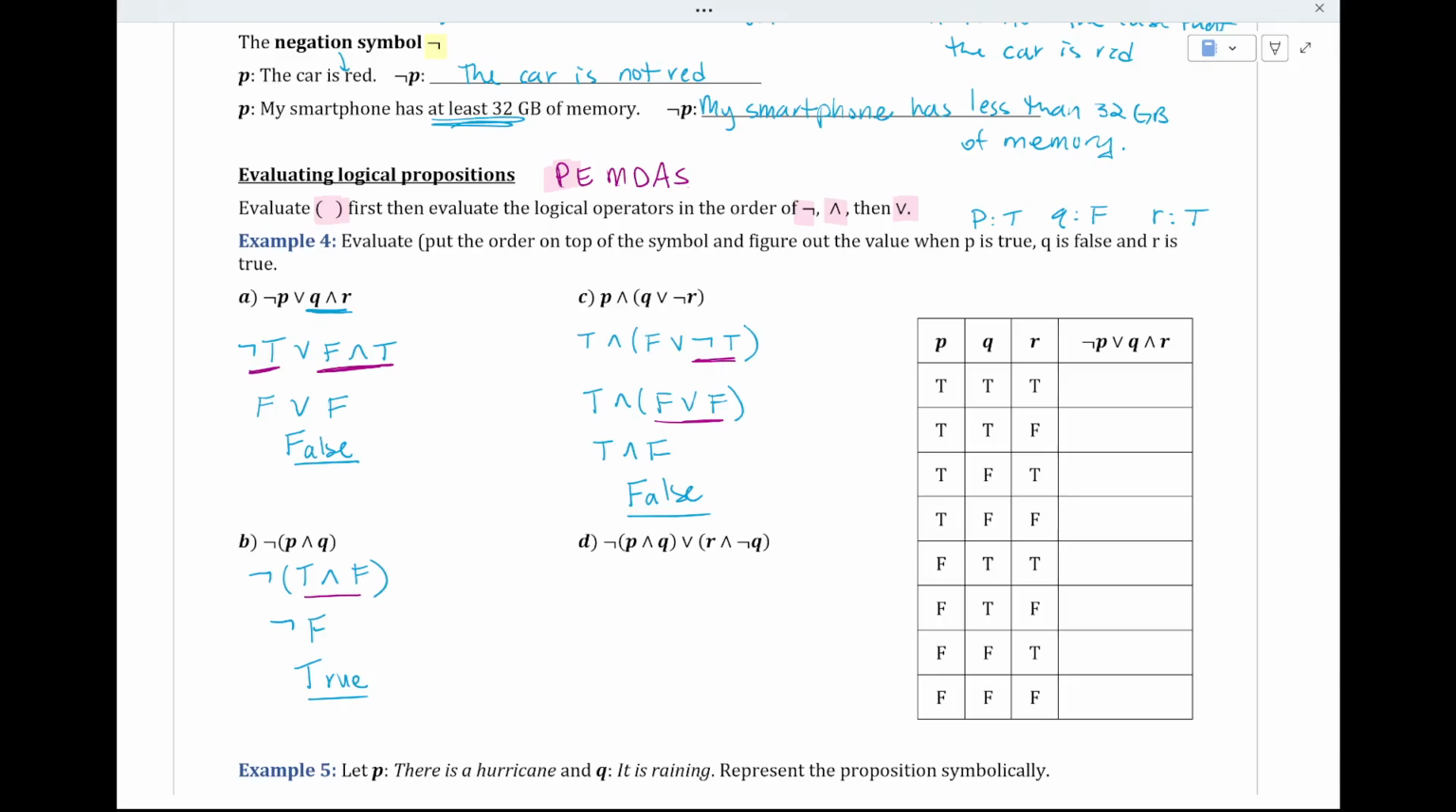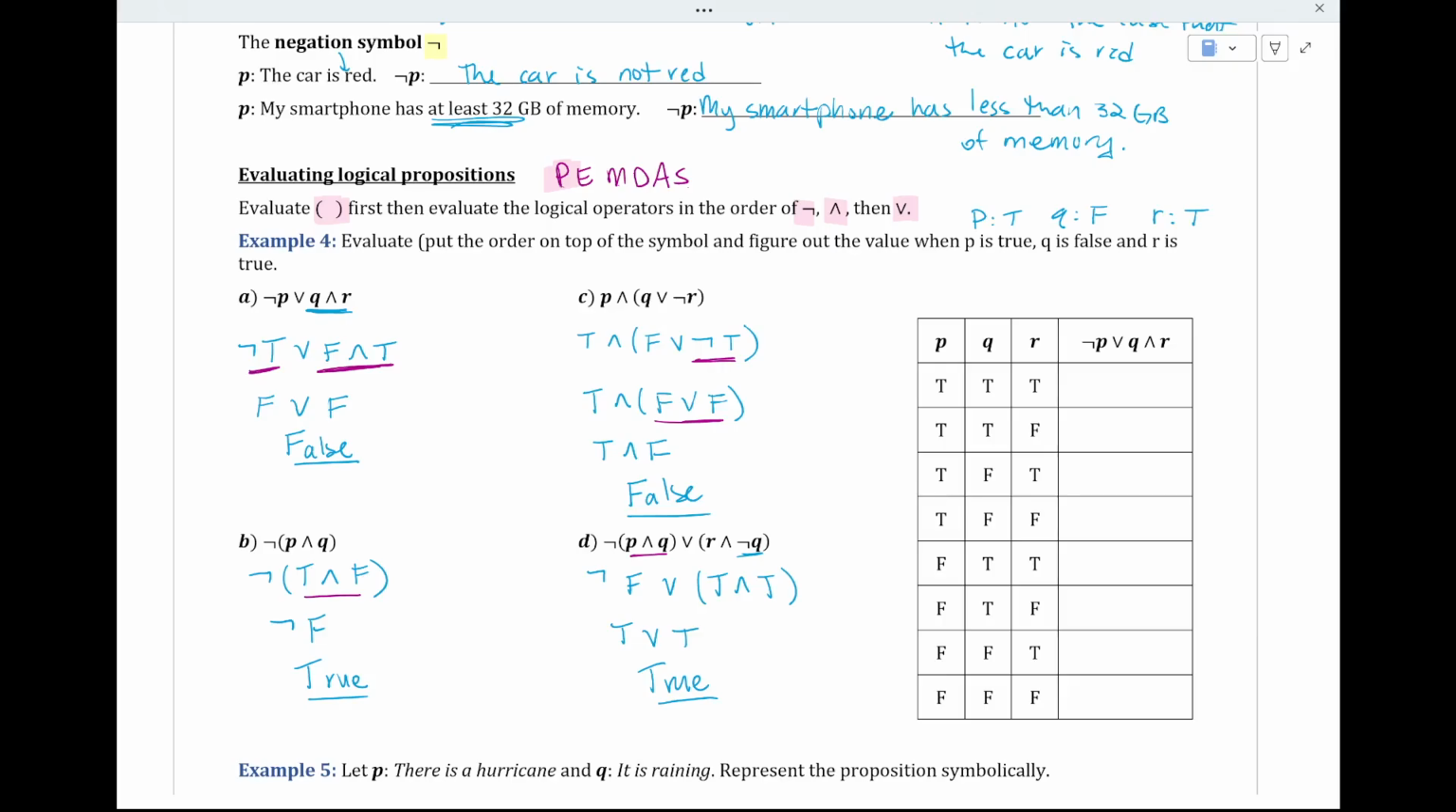Last one, not the quantity P and Q, or the quantity R and not Q. So let's see, this is going to be not. I think I'm going to go ahead and do this P and Q. P is true, Q is false, so true and false is false. Or R, which is true, and not Q, which is true. So let's see, not false is true, or true and true, which is true. I don't need these parentheses anymore. So true or true is true.